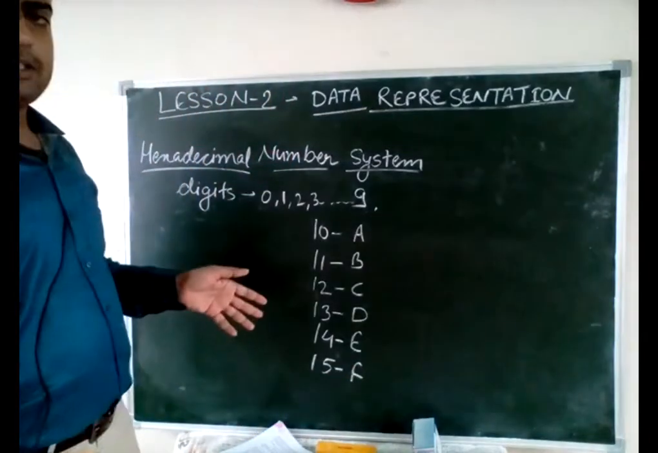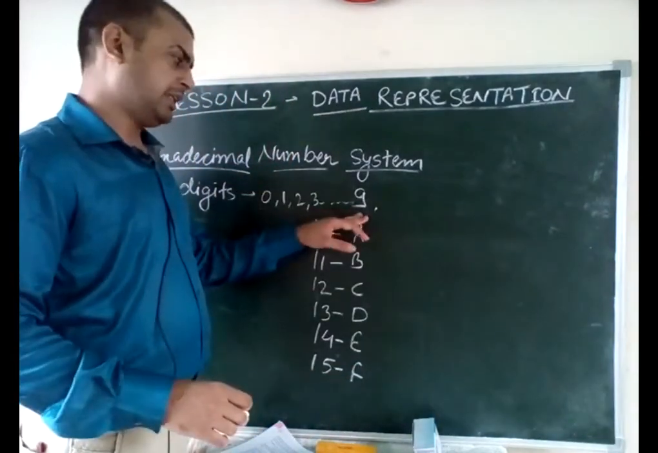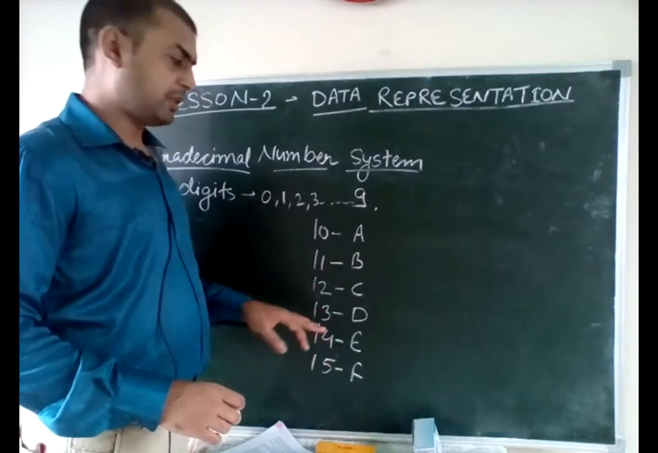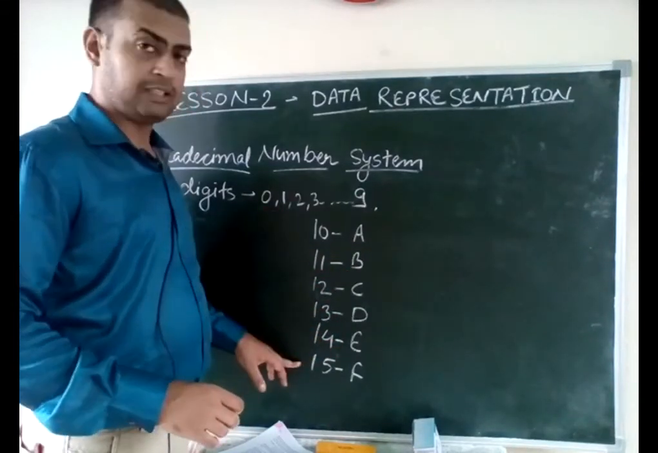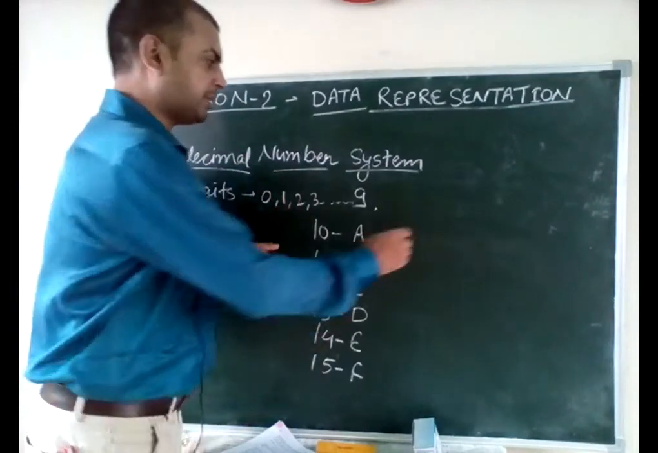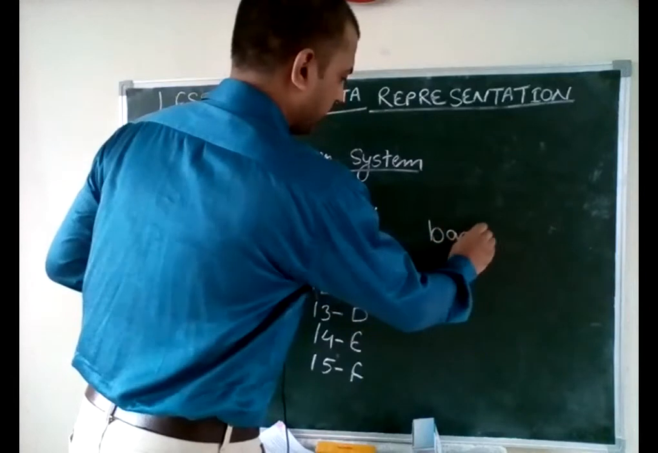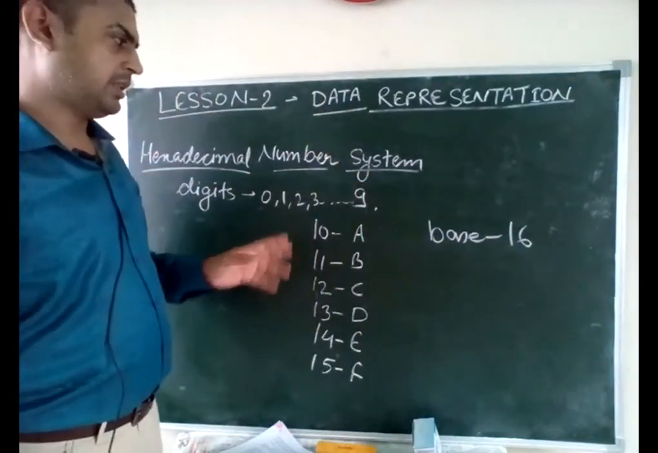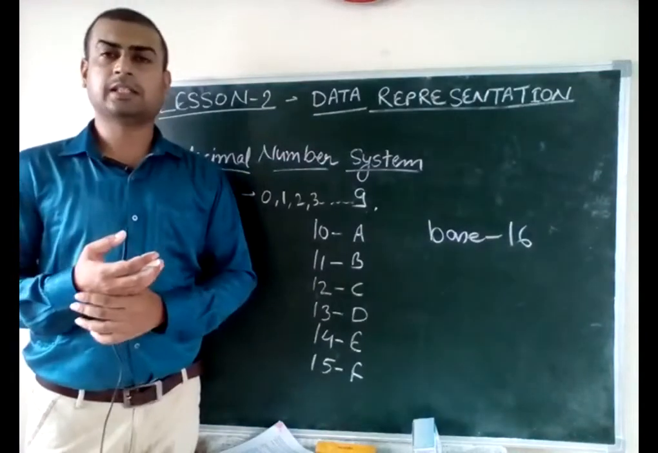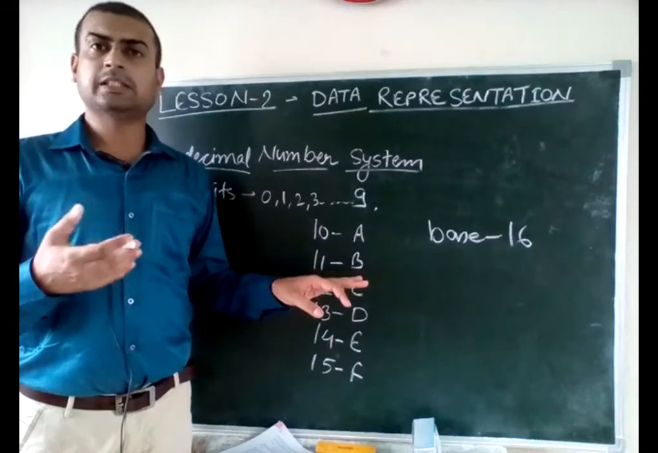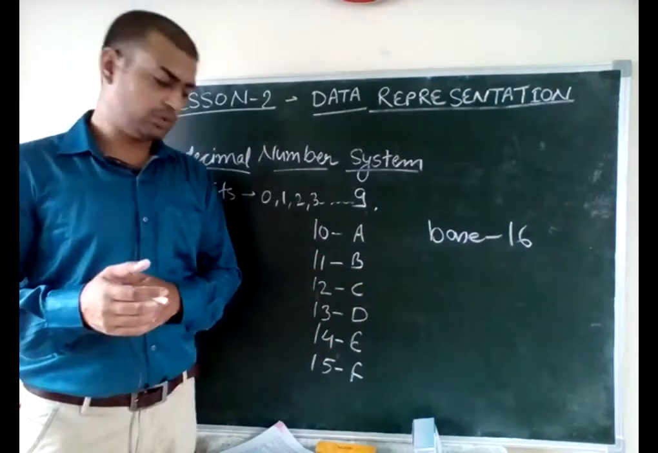So these are the representations. So 9, then 10, 11, 12, 13, 14, 15. So total 0 to 15, this is 16. So that's why this number system has the base 16. This is the base of this number system. Now why we are representing 10, 11, 12, 13 as A, B, C, D, this must be clear to you.